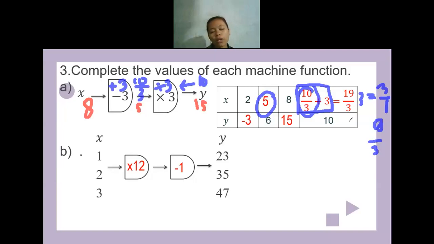Is there anyone having any question for question 3A? Or maybe I talk too fast or anything? No question? Okay. If you have no question, I will move to question 3B.